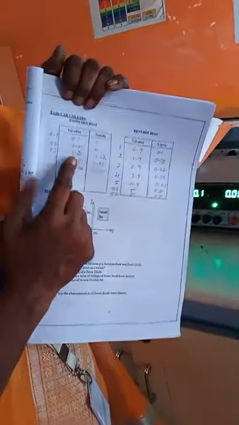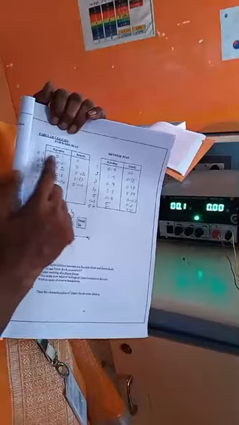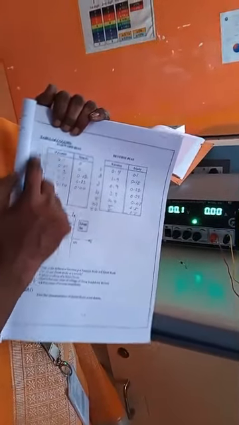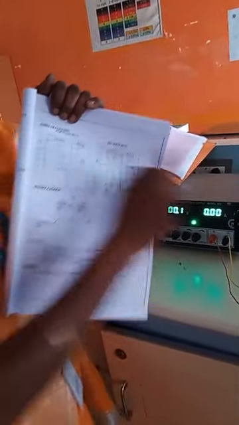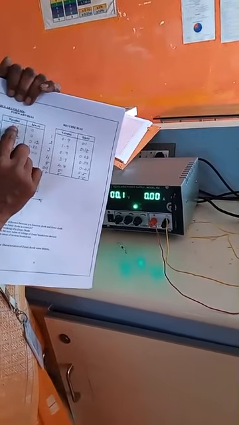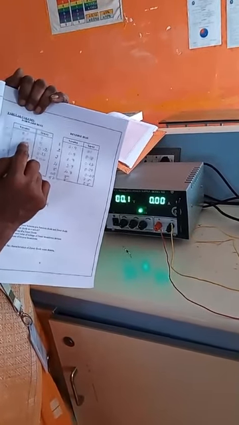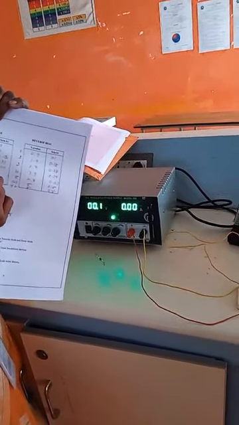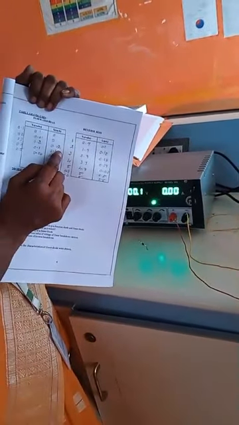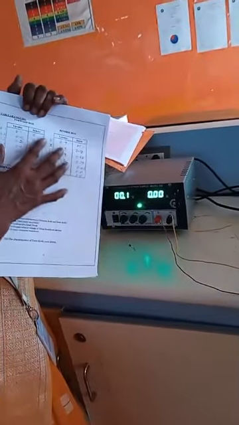See here, this is the forward bias characteristic that I have noted. This is the RPS reading, this is the voltmeter reading, and this is the ammeter reading. For 0.1 volt, I am getting 0.01 current, then 0.2 and 0.02, then 0.3 and 0.04. This is the forward bias characteristic.